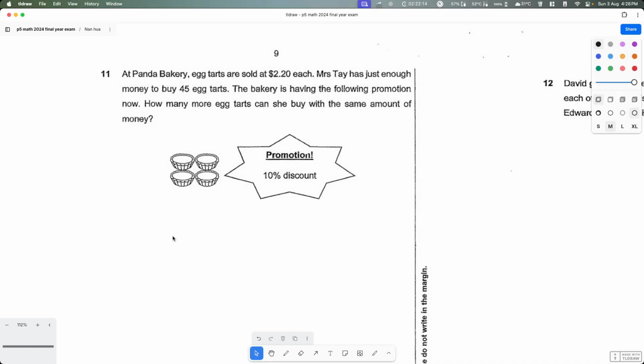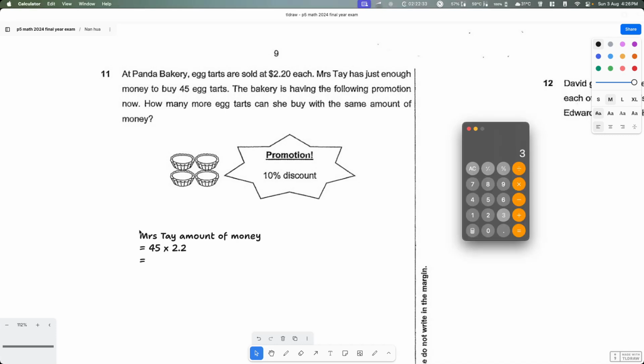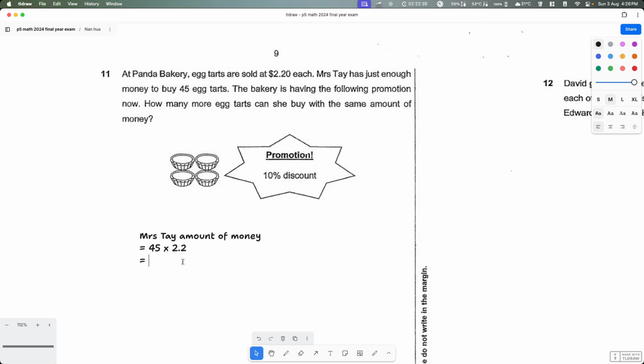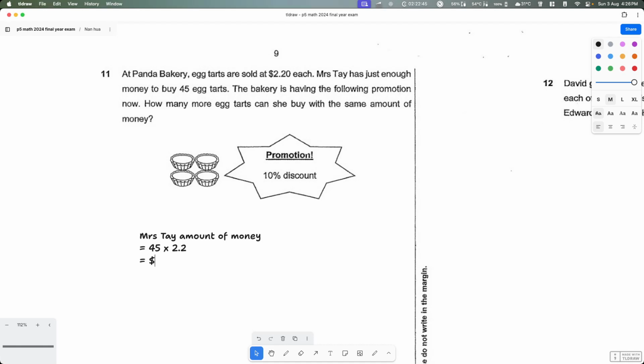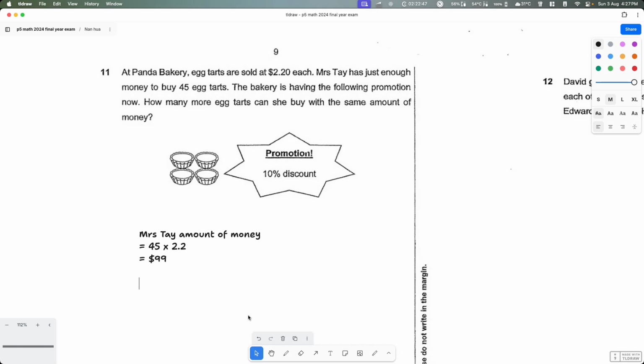So first, what we need to do is find the amount of money Mrs. Tay has, which is equal to 45 egg tarts multiplied by 2.2, right? Let's use a calculator. Oops, not 4.5, 45 multiplied by 2.2. Okay, this is $99. So she's able to do that.